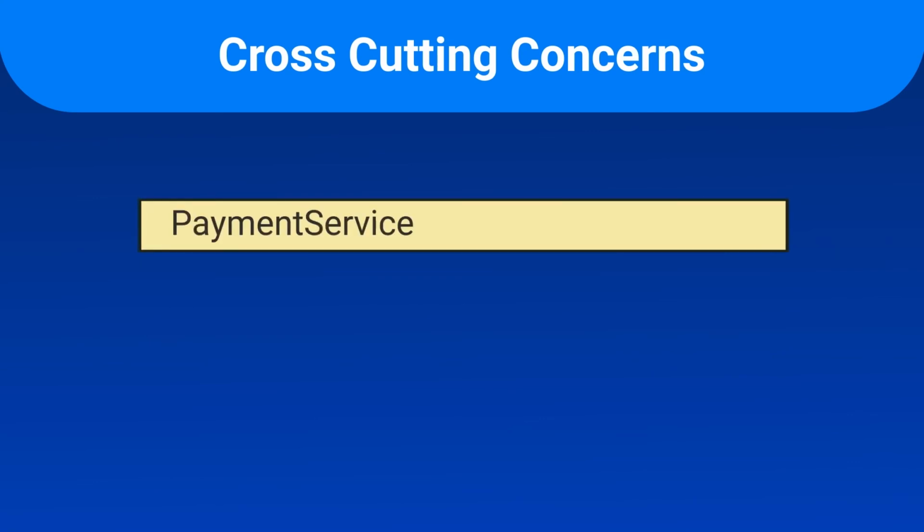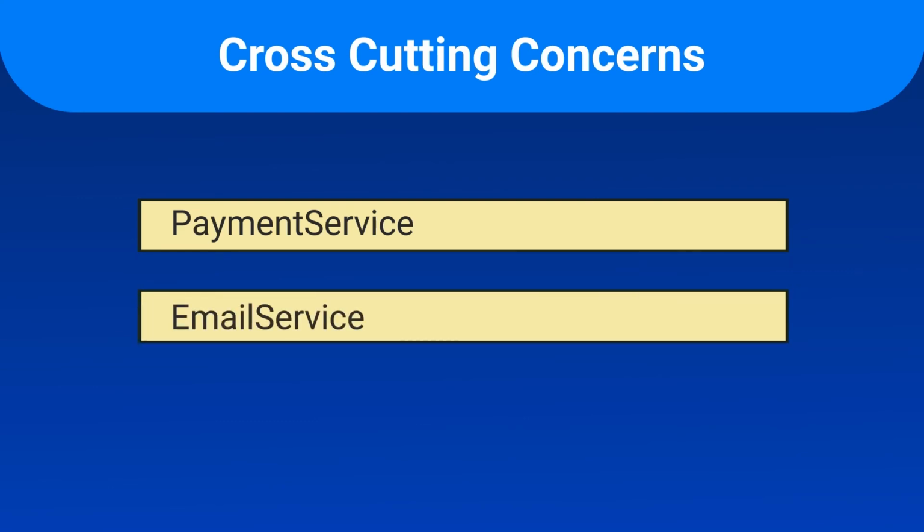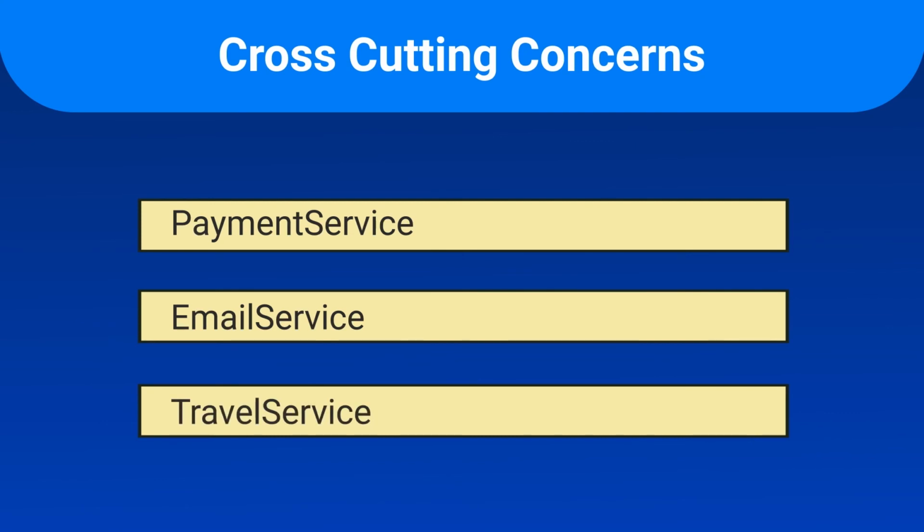For example, let's say we're working on a system that has a payment service that's responsible for paying employees their paychecks. Now, this system can also have an email service that sends messages to these employees. Now, let's say these employees also travel, so there might be a travel service that keeps track of bookings for air flights. Now, these are all considered concerns.